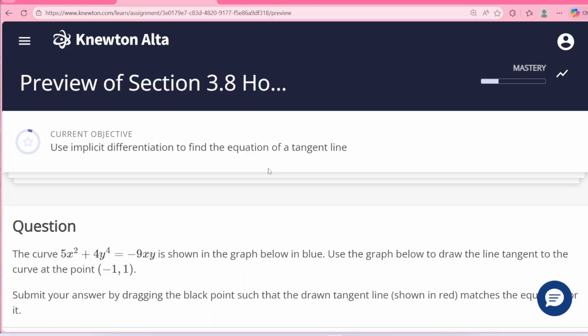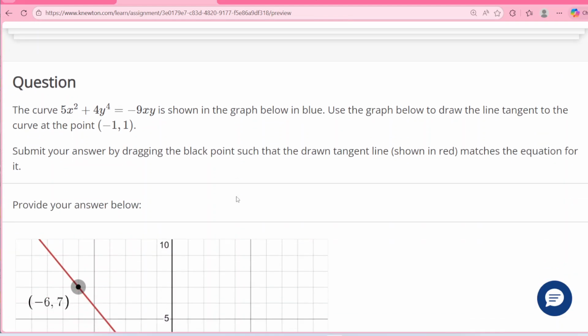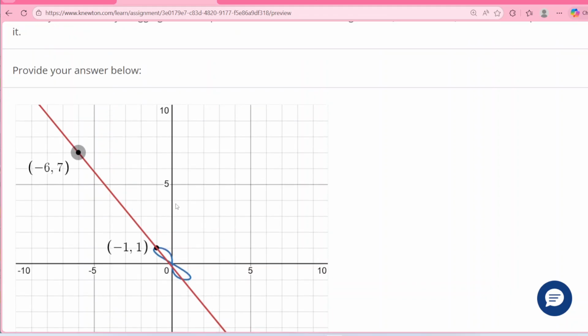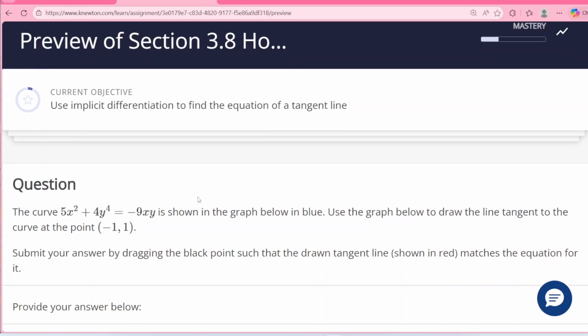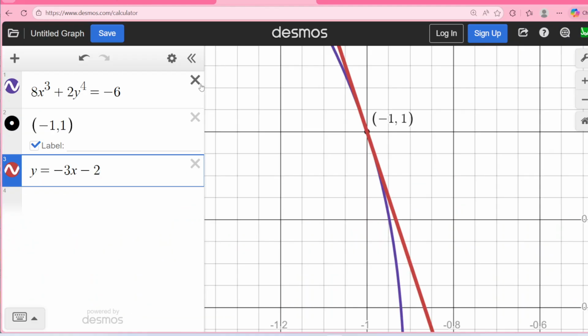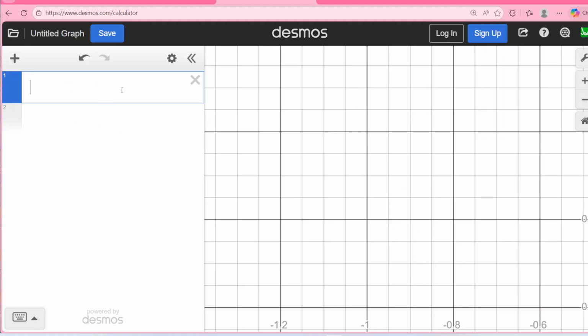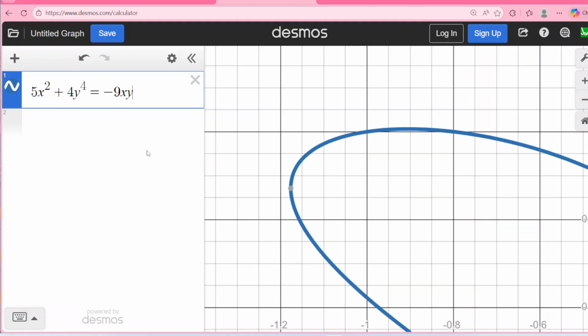So another equation of a tangent line one, where like earlier. So look at this curve here. All right, I'll type this in. 5x squared plus 4y to the fourth equals negative 9xy. So look, 5x squared plus 4y to the fourth equals negative 9 times x times y.